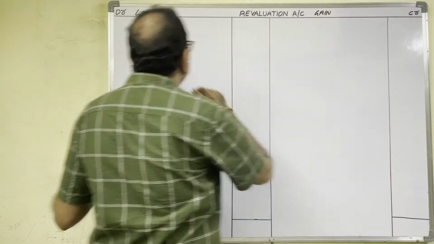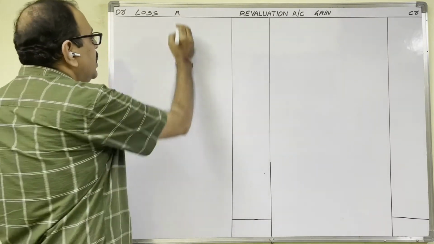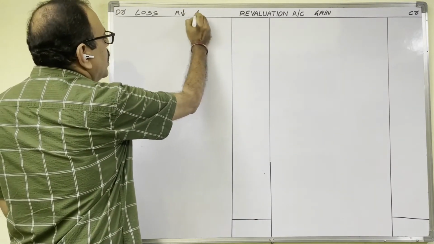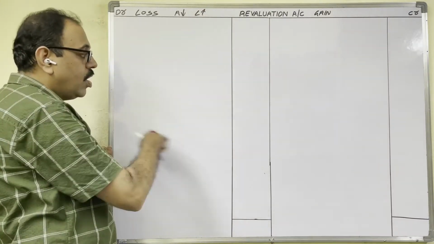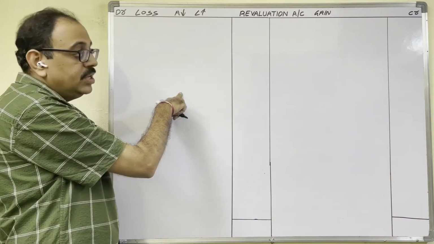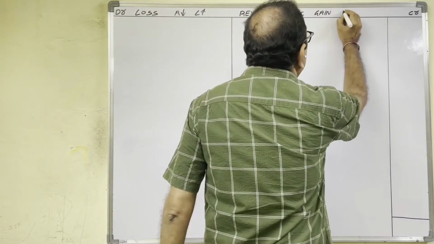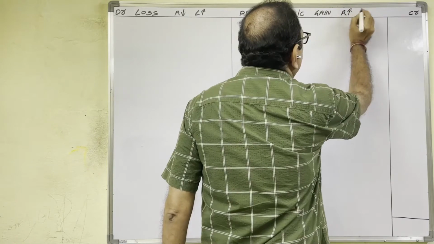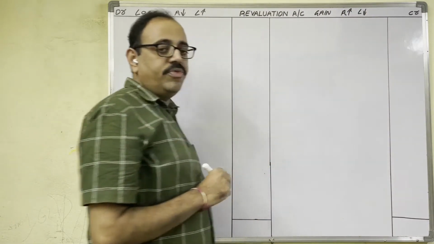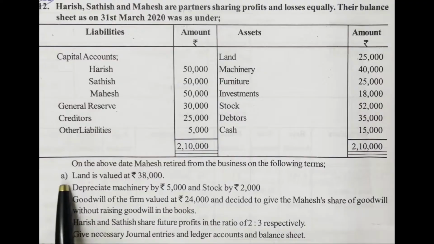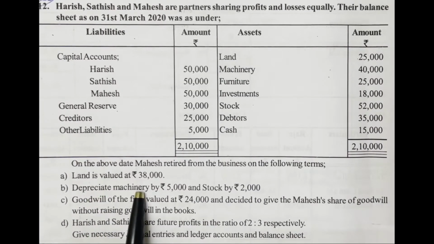In revaluation of assets and liabilities, when a loss comes, that is, if asset value decreases or liability value increases, it is a loss. Show it on the debit side of this account. When a gain comes, that is, if asset value increases or liability value decreases, it is a profit. We have to show it on the credit side. Adjustments A and B are related to the revaluation account.